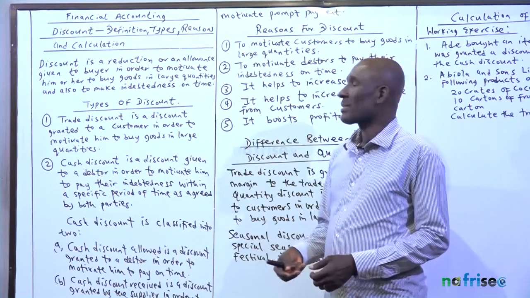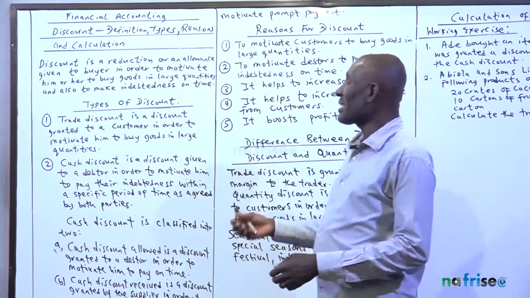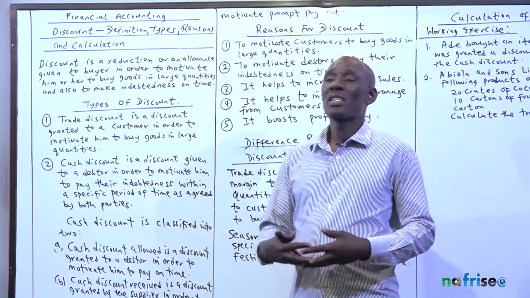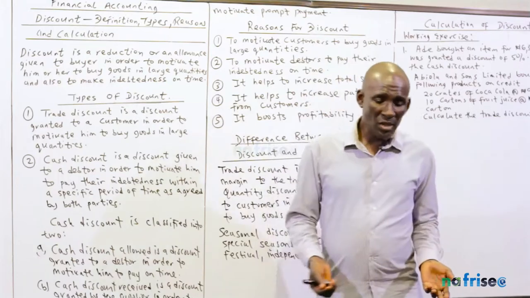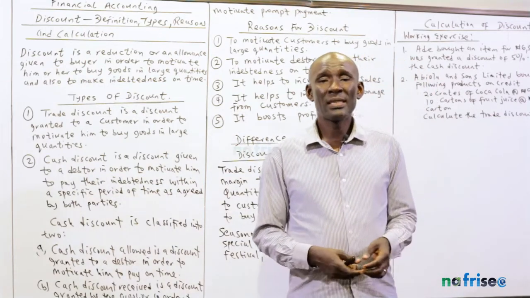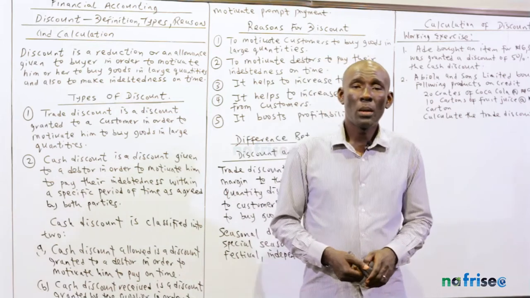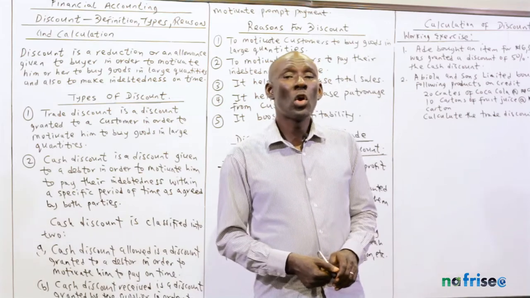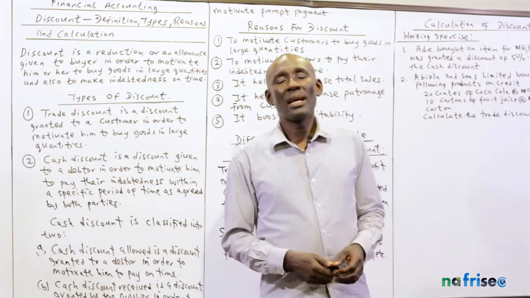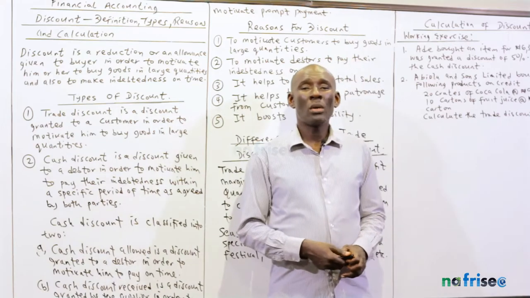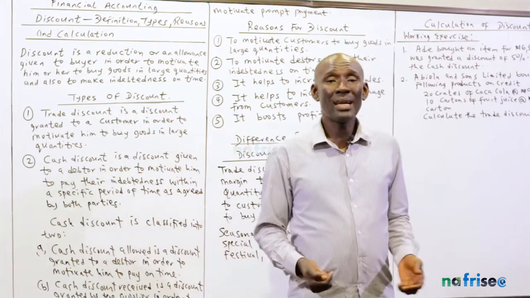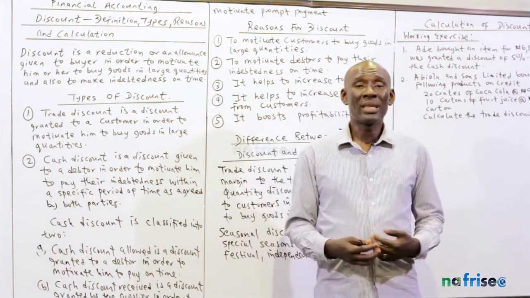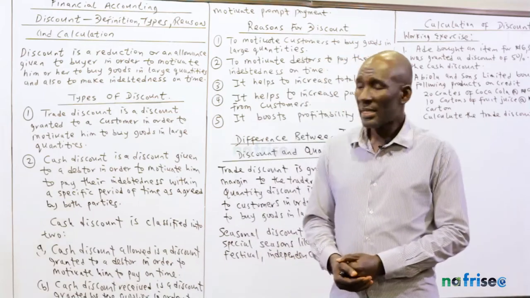Now, what is trade discount? Trade discount is a discount granted to a customer in order to motivate him to buy goods in large quantities. There are organizations that will give a discount for products bought in a dozen. Okay, if you buy this product in a dozen, we'll give you a discount of 5%. And most customers may be lured to buy such products in a dozen or in dozens in order to take advantage of such a trade discount.